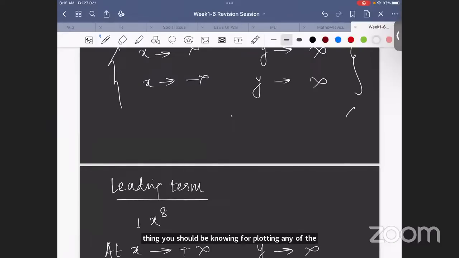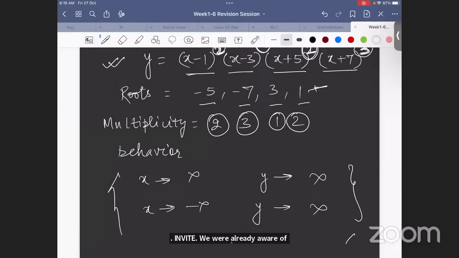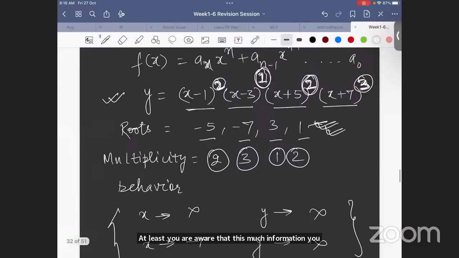Because in between you are already aware of the roots. At least you have this much information, that there are 4 roots for this equation. One more thing, the degree. Somebody was asking about the degree, so you can just add all the powers. So 2 plus 1 plus 2 plus 3. So how much is the degree? 8.